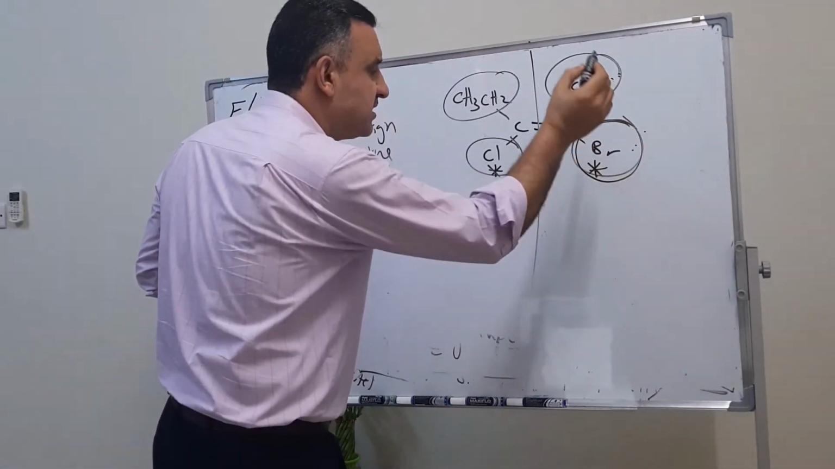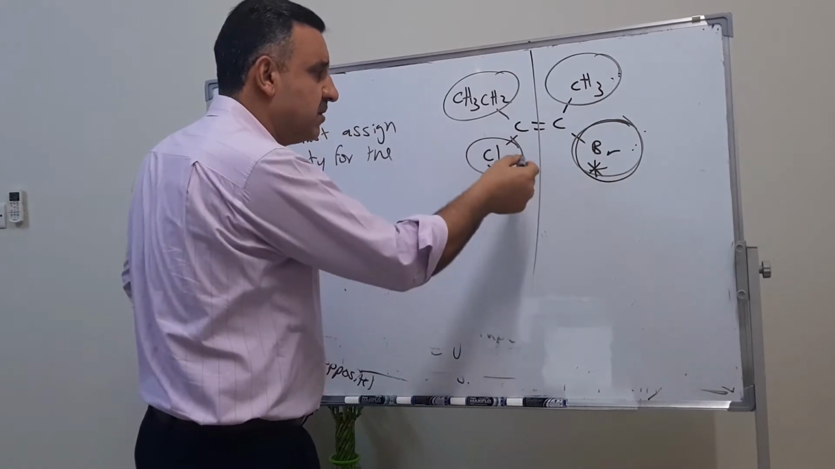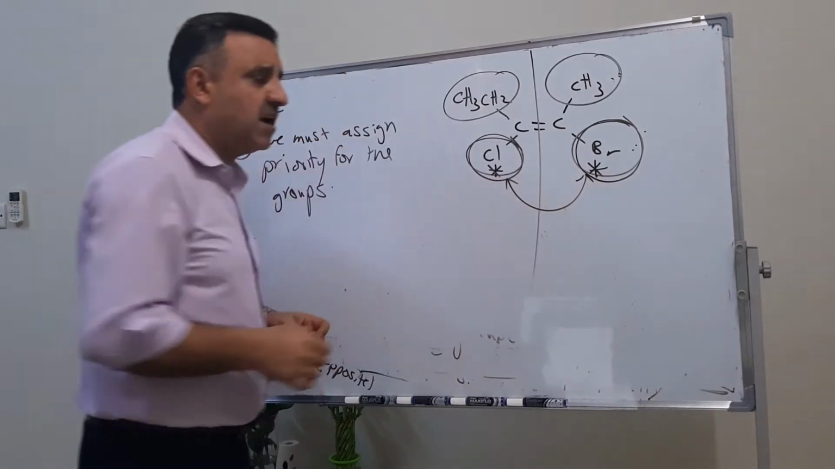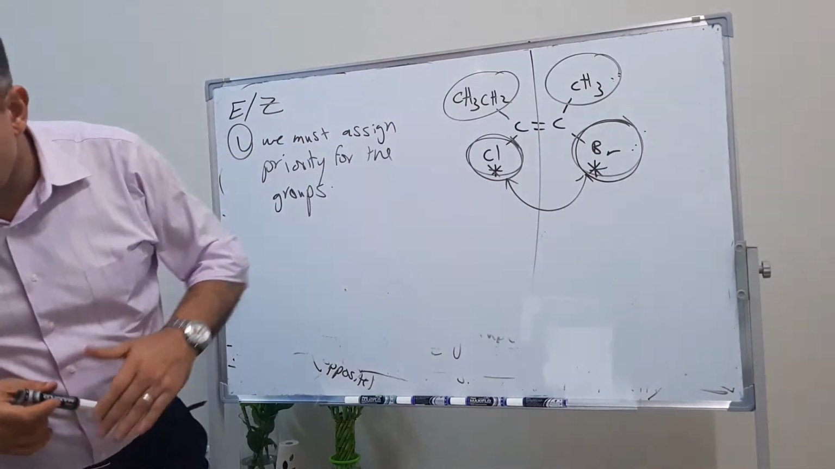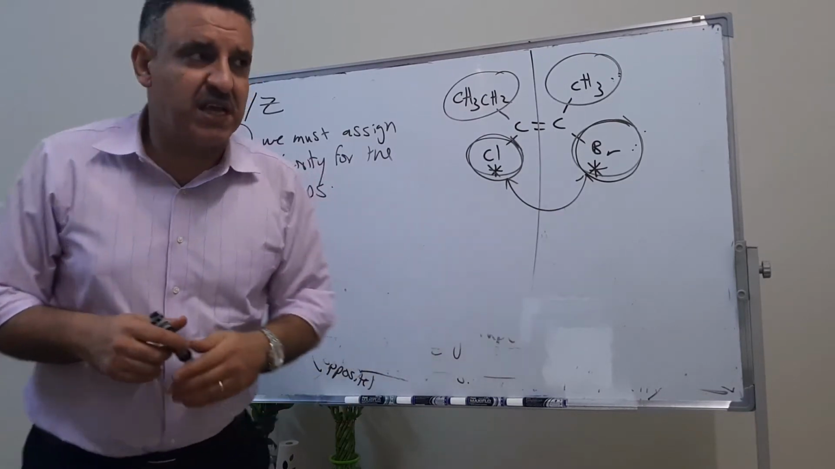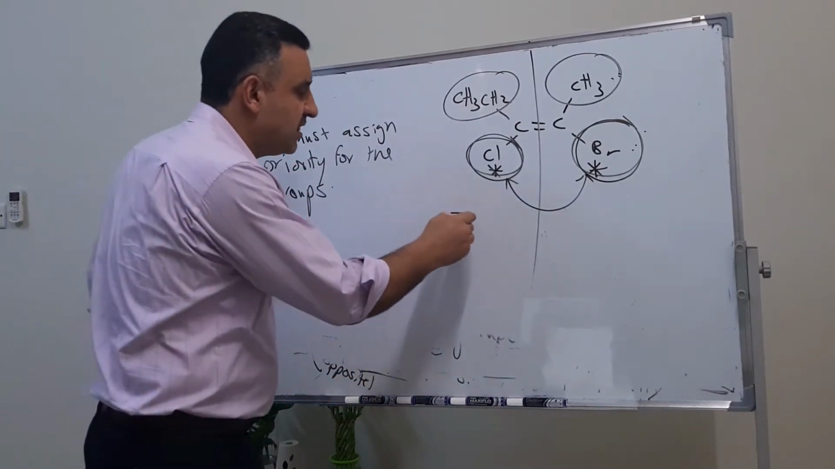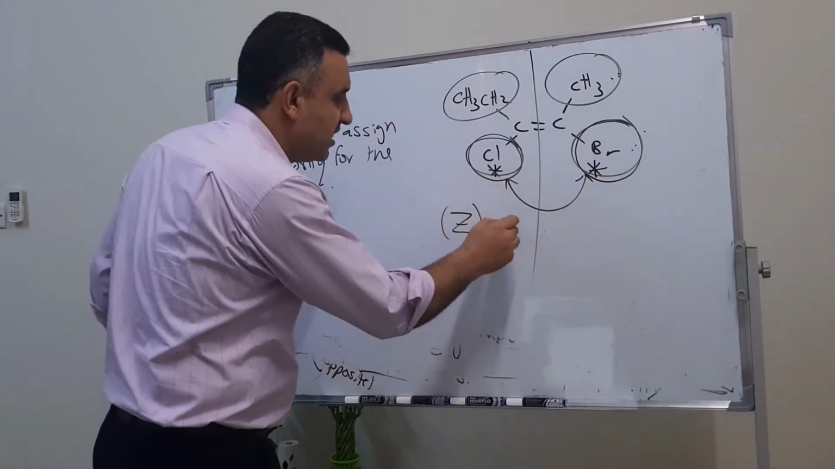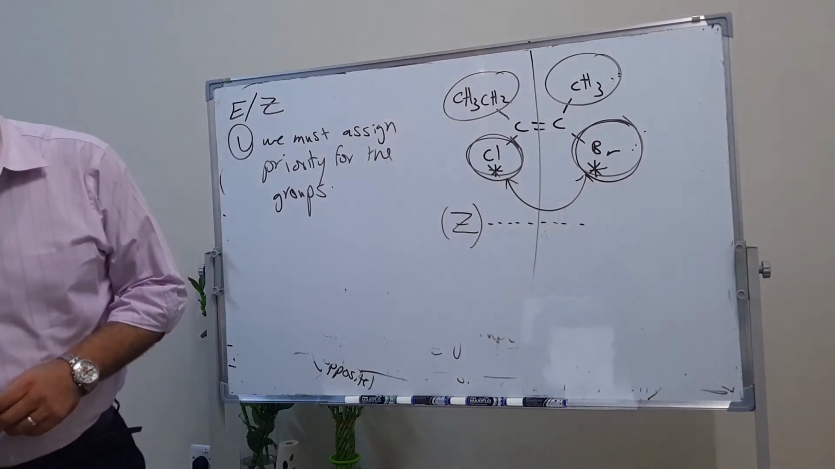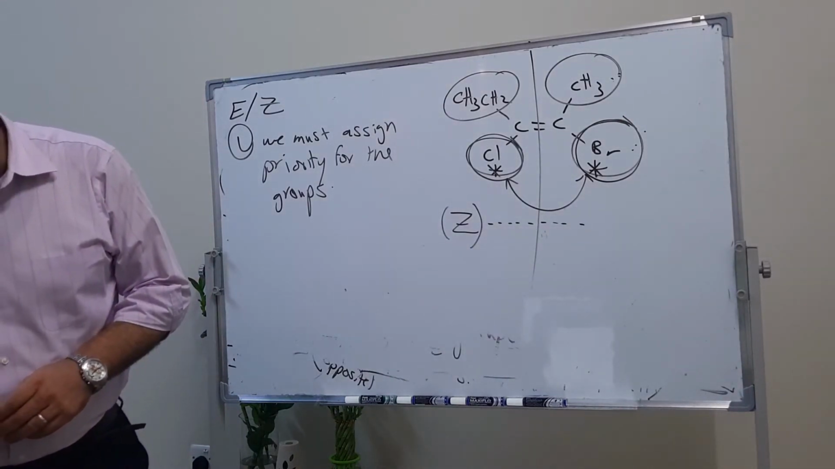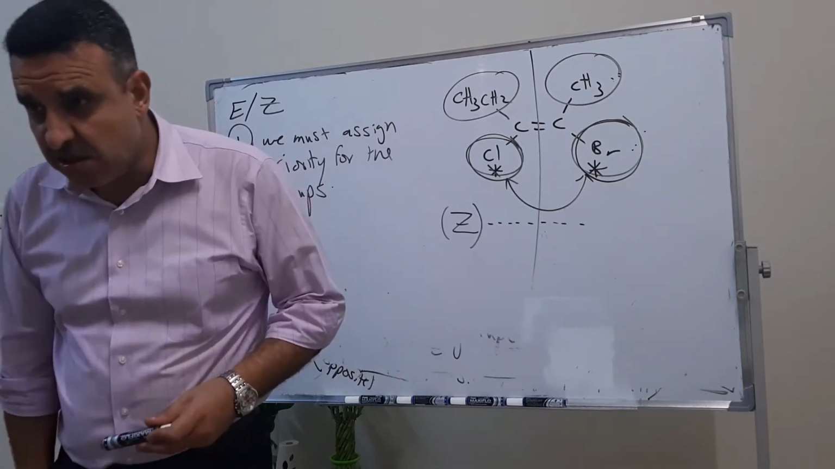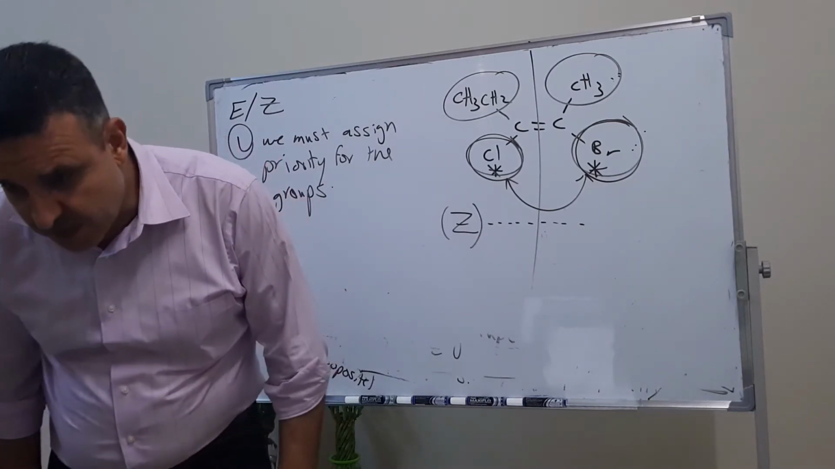Now we have the 2 highest priority atoms, and they are in the same plane. Same plane means cis, or Z in this case. So we assign the Z configuration, and then we continue with the full IUPAC name of the compound. Is that clear, guys? Any question about assigning E and Z configuration of the alkenes?